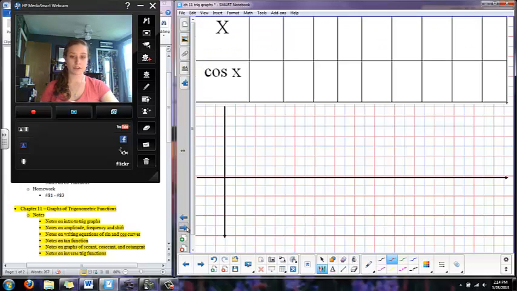Then we did the same thing for cosine, and we graphed these functions. You go up here to positive 1, down here to negative 1. Go pi over 2, pi, 3 pi over 2, and 2 pi.